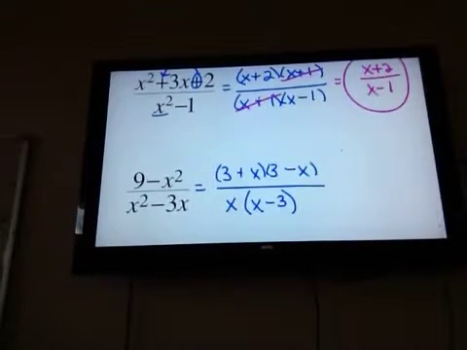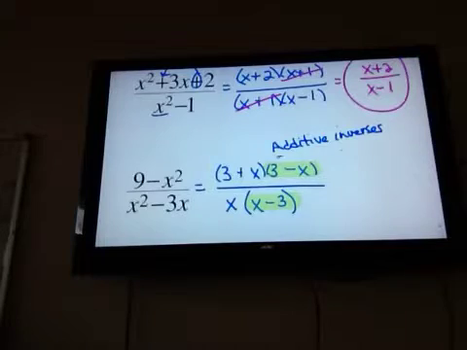So this x minus 3 and this 3 minus x are called additive inverses. Additive inverses are simply two things that you can add together that give you 0. 5 and negative 5. Additive inverse is simply two things that you add together to get 0. 5 and negative 5, those are additive inverses.